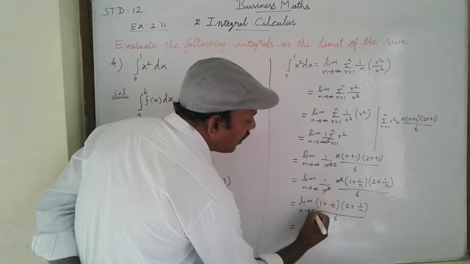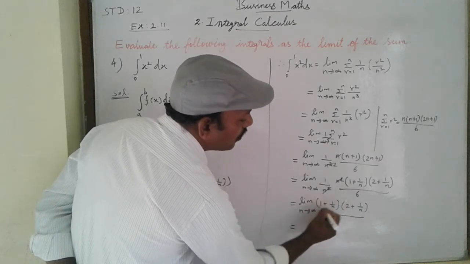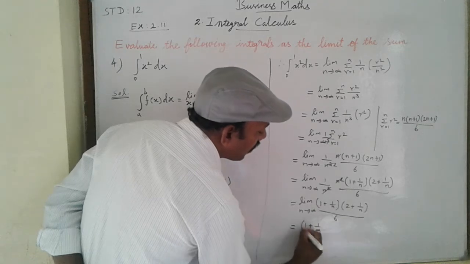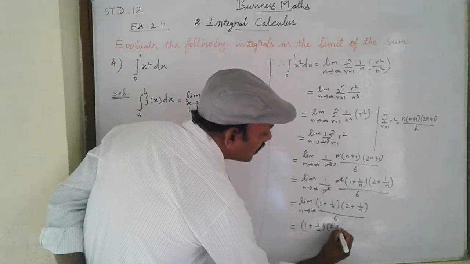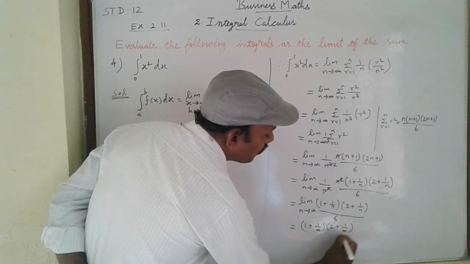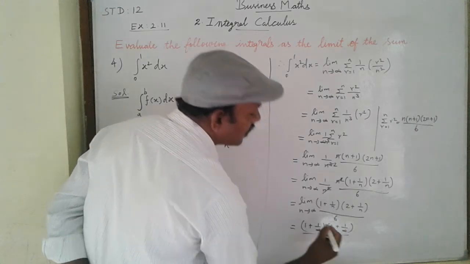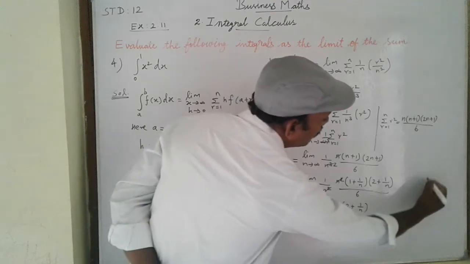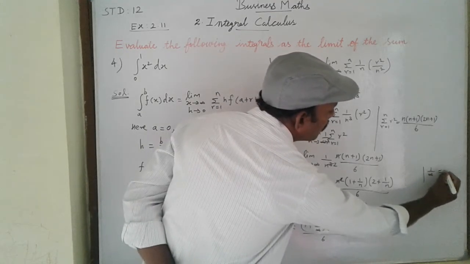Limit n tends to infinity, n is what? Infinity. We should substitute 1 plus 1 divided by infinity into 2 plus 1 divided by infinity, divided by 6. 1 divided by infinity is equal to 0.